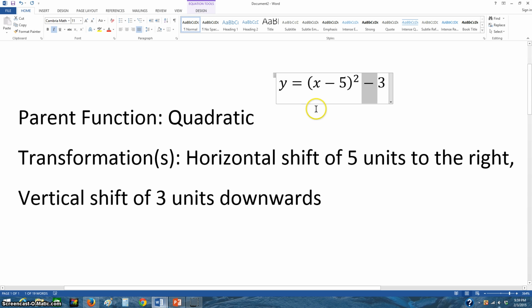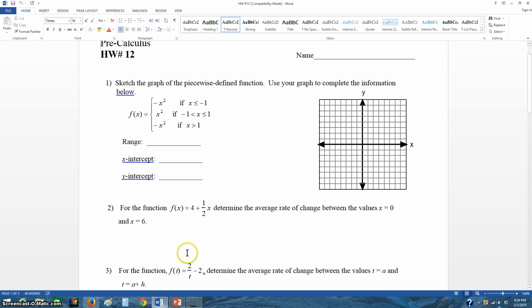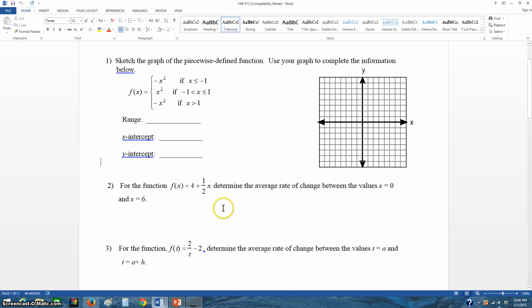Okay, so that wraps up this section. What I want to do is discuss your homework. I will pick it up on Monday, so this will be due on Monday. We're going to do number 1 probably on Thursday when I come back, and we are going to do it together. So number 1 will be done by all of us.